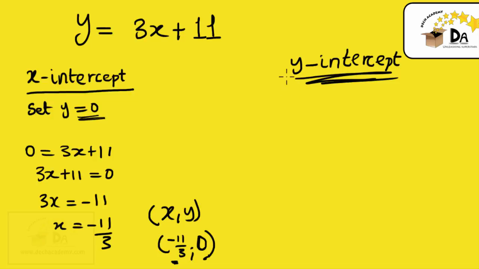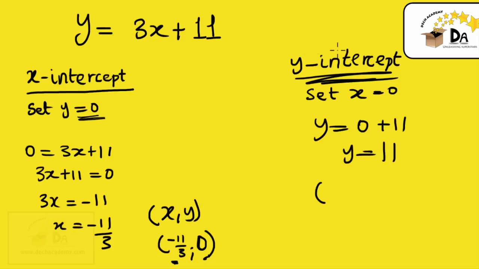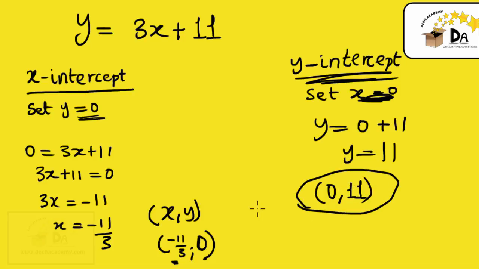So for the y-intercept of this equation, set x equals 0. Doing so gives y equals 3 times 0 plus 11, which gives y equals 11. So the coordinates of the y-intercept of this equation are as follows: an x coordinate of 0, since we set x equals 0, and a y coordinate of 11. And that's all. So this is your y-intercept here, and this is your x-intercept here.